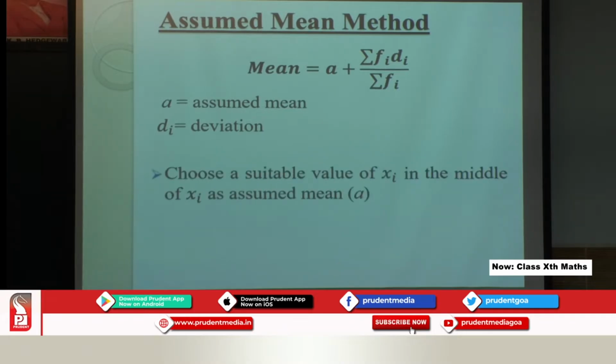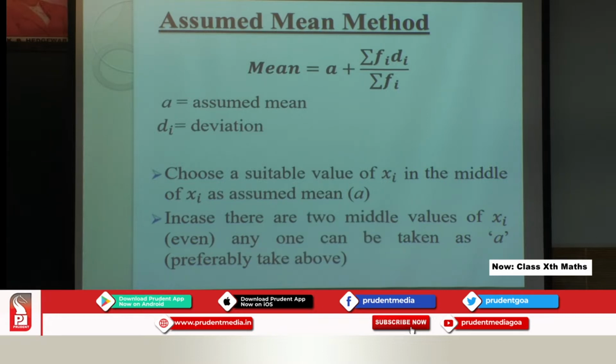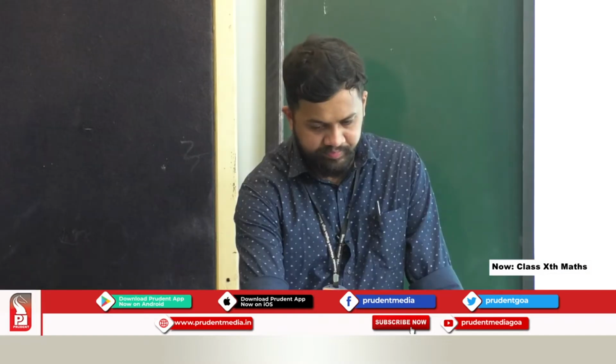The point I told you is to choose a suitable value of xi in the middle of the xi as the assumed mean, which will be taken as a. And the second point is, in case there are two middle values of xi, any one can be taken as a, but mostly take the upper one. Let's take the first problem.